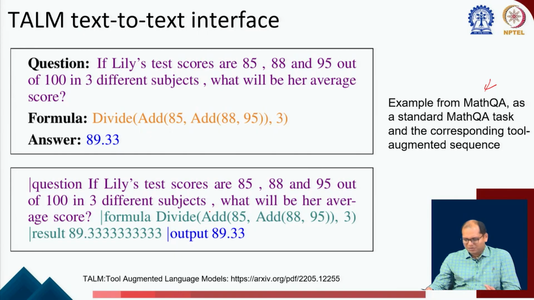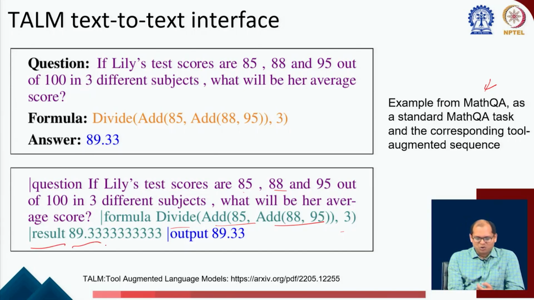Right. So, okay, for solving it, what do I need to do? I need to add these 3 numbers and then I have to divide whatever is the result by 3. So you say I will call a formula for doing that. Once you call a formula, you get the result. So after the result, you will append the output.